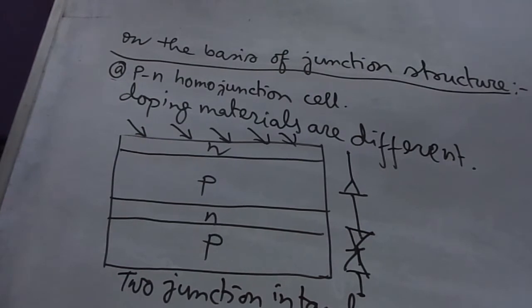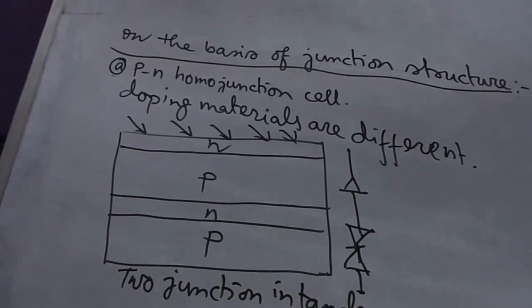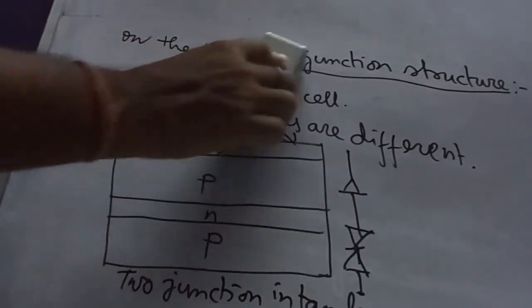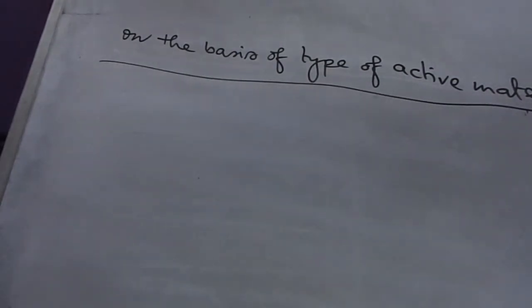Now our next parameter is classification on the basis of the type of active material.